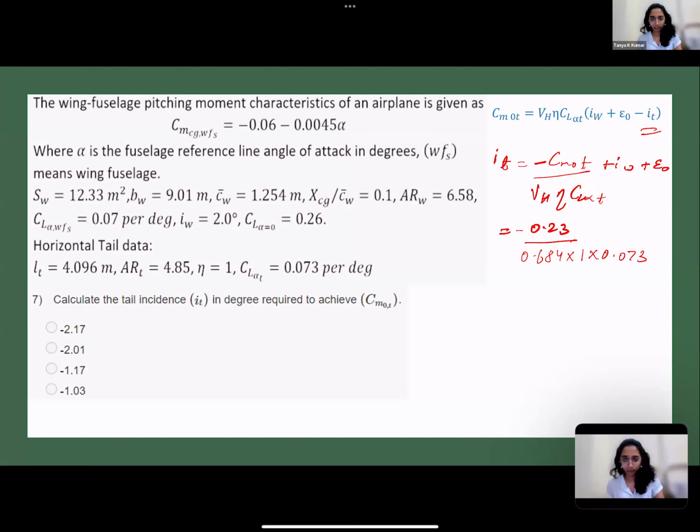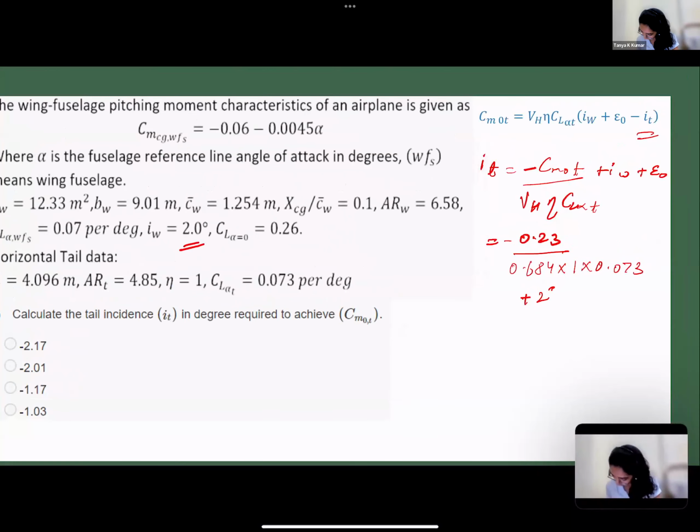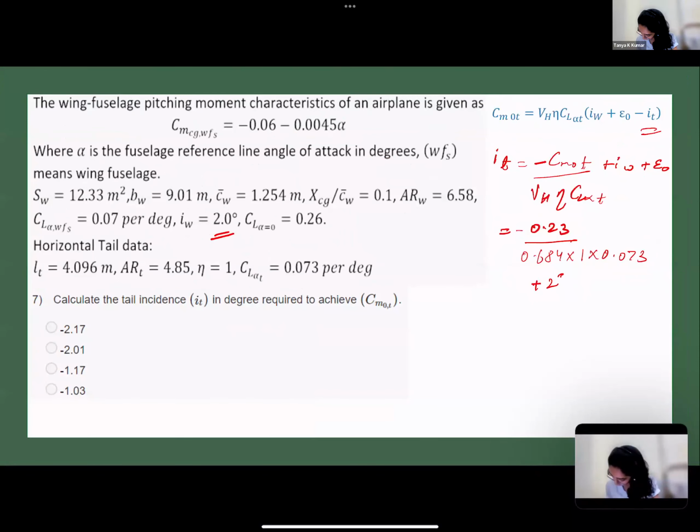They've asked you the final answer in degrees, so since everything in the equation is in degrees, you can continue with it. Plus wing setting angle is 2 degrees. What is the downwash angle? 1.44. Plus 1.44 degrees. So what is this value? Can you just calculate and tell me?